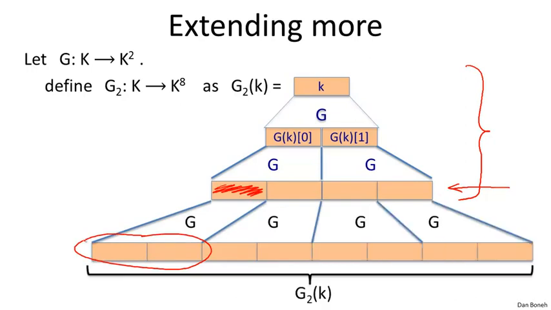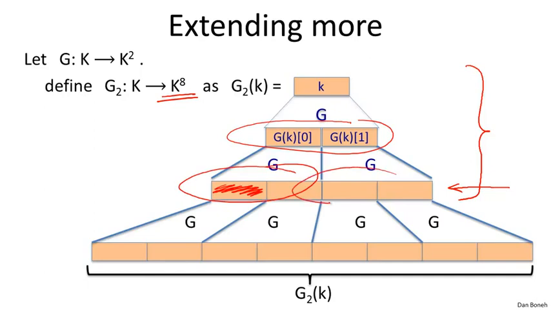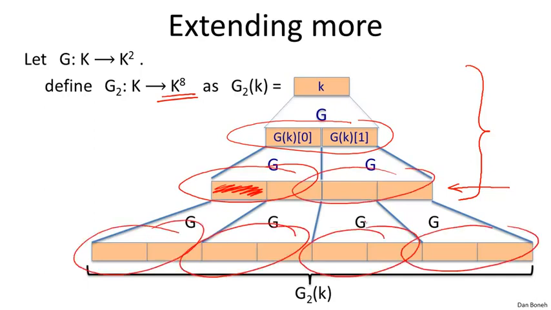Now we've built a new generator that outputs elements in K to the 8th as opposed to K to the 4th. And again, the proof of security is pretty much the same as the one I just showed you. Essentially, you gradually change the outputs into truly random outputs. So we would change this to a truly random output, then this, then that, and so on and so forth, until finally we get something that's truly random, and therefore the original two distributions we started with, G2K and truly random, are indistinguishable. Okay, so far so good.